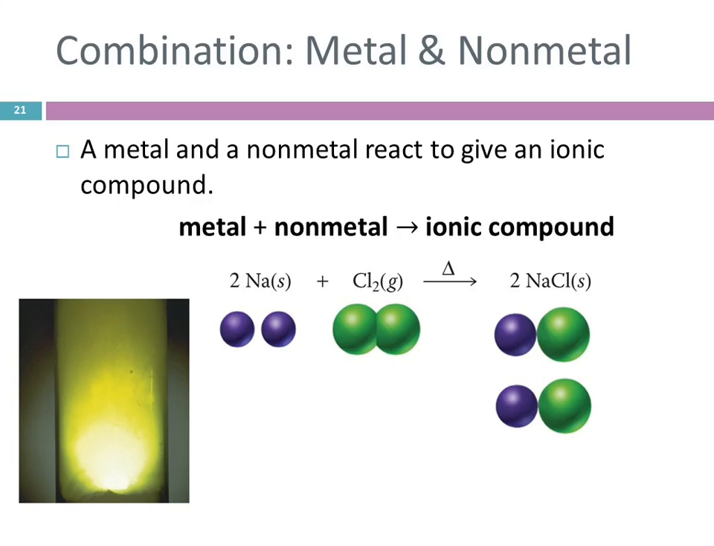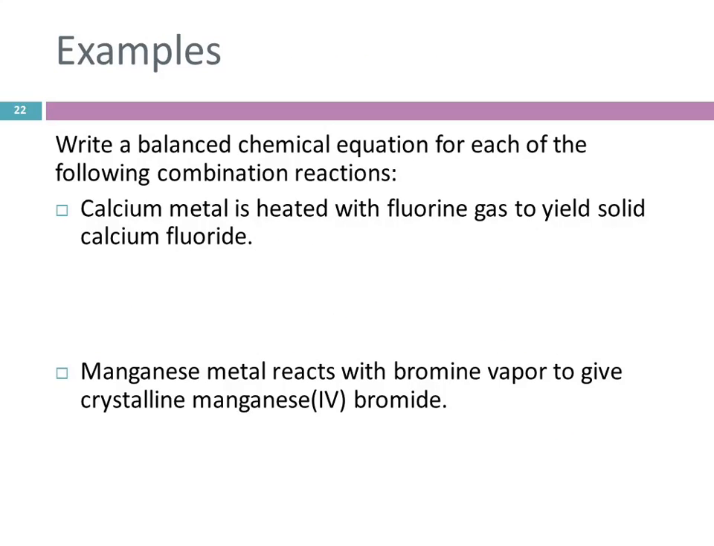There's something I forgot to say about that on the PowerPoints. If this metal is one with a predictable charge, group 1A, 2A, 3A, zinc, silver, cadmium, then the formula for the product is predictable. If this is a transition metal or one of the others that would need a Roman numeral in its name, we're going to have to give you a clue about what the charge is on that metal ion. So some of these are predictable and some are not. Write a balanced chemical equation for each of the following combination reactions.